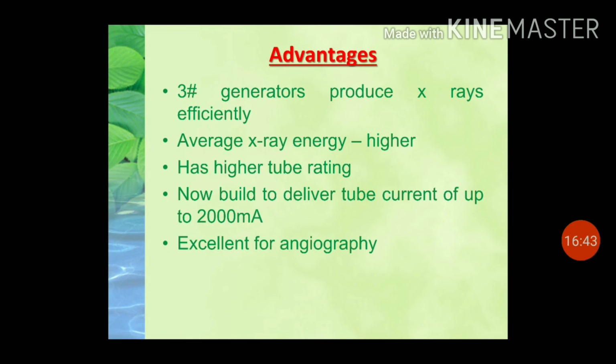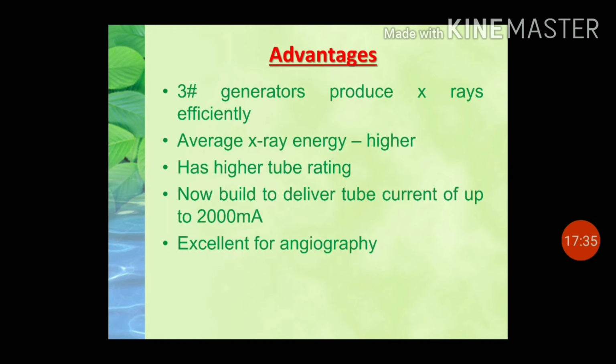So now come to the advantages. Three-phase generators produce X-rays efficiently throughout the exposure. The average X-ray energy is higher because there is no time spent bombarding the X-ray tube target with low energy electrons. There is no chance for low energy electrons to bombard the X-ray tube target during the inverse cycle.